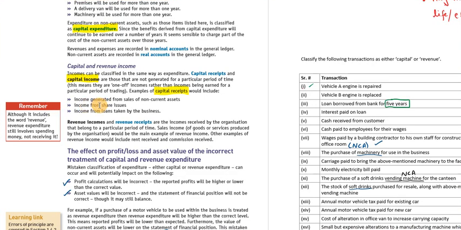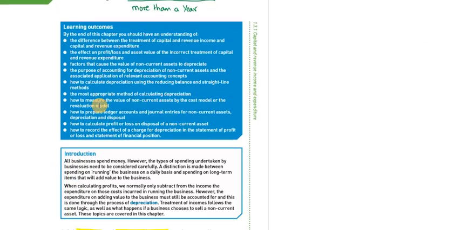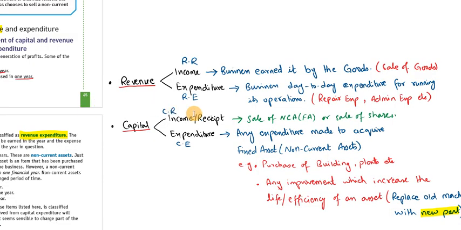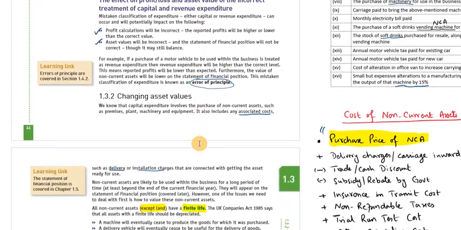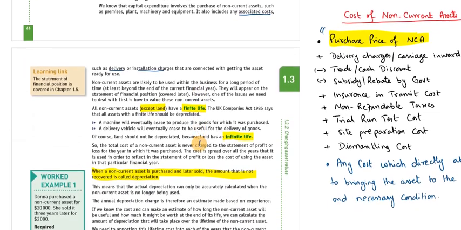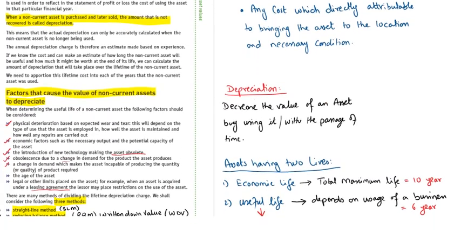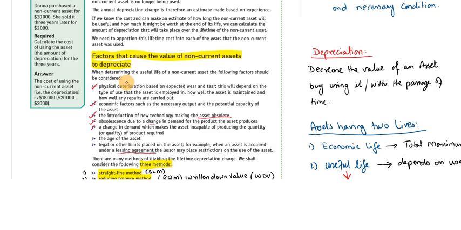Okay, then we started chapter 1.3, accounting for non-current assets related to depreciation. We have discussed revenue and capital, the difference between revenue income, revenue expenditure, and capital receipts. After that, we discussed the changing value of assets. We know that the cost of an asset includes all the costs. Then we discussed some depreciation methods. Then, why is depreciation necessary?